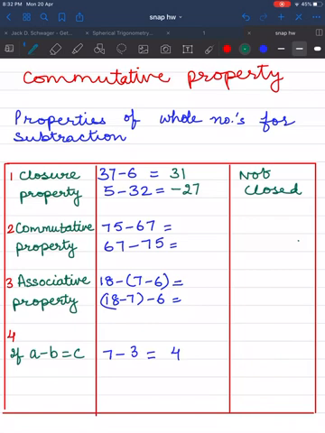Now second property is commutative property. Here I have taken two whole numbers 75 and 67. Now 75 minus 67 is 8. Now if I reverse the order, it is 67 minus 75, which is equal to minus 8. Now 8 is not equal to minus 8. So whole numbers are not commutative under subtraction. So we write here not commutative.